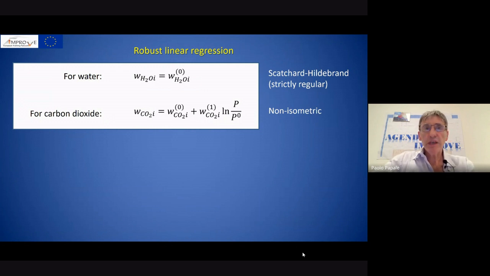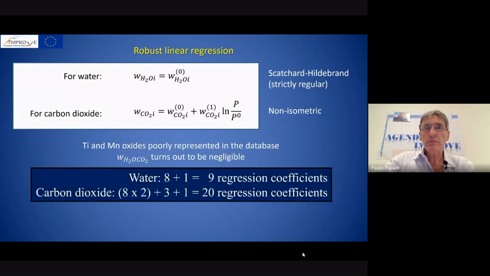The database is such that titanium and magnesium oxides turn out to be underrepresented and not providing numerically stable coefficients. As a consequence, the model simply assumes a value of 0 for the corresponding binary interaction parameters involving water and carbon dioxide. Finally, the intervolatile interaction parameter, W water carbon dioxide, turns out to have statistically negligible effects. Therefore, it is also given a value equal to 0.